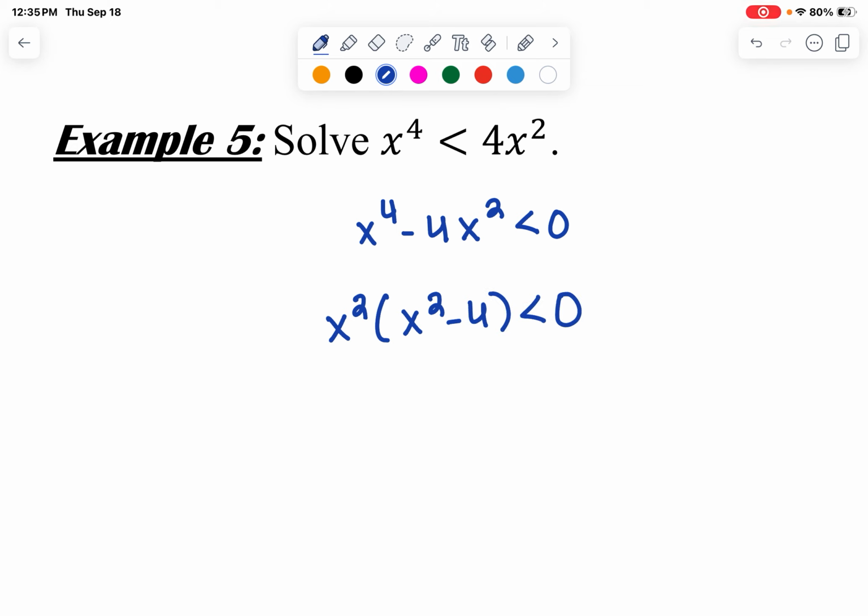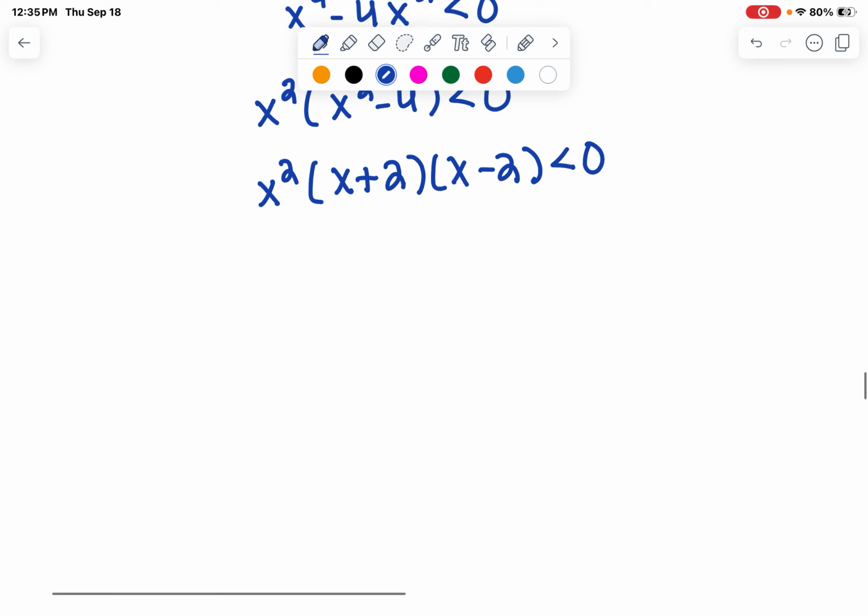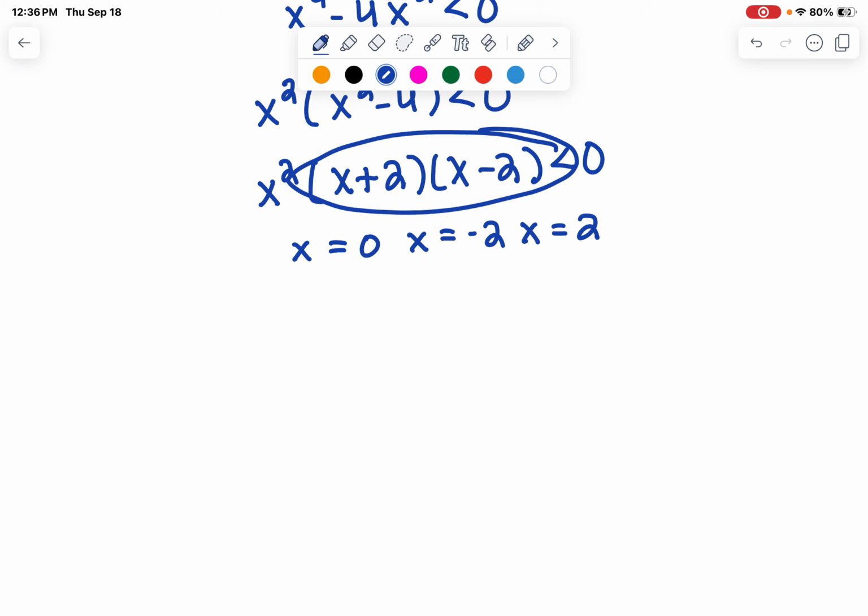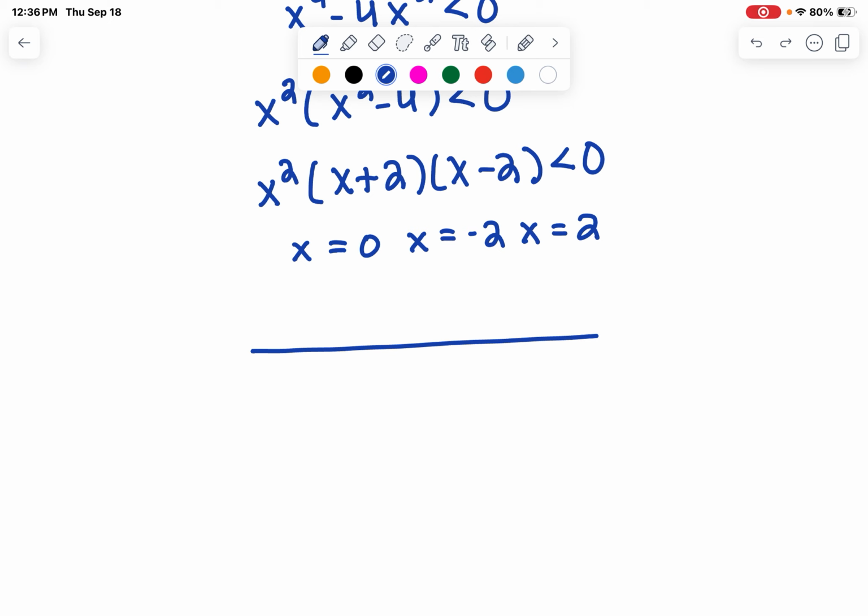It's still not factored yet, so let's completely factor it. Like it is started to be factored, but not completely. That's a difference of squares, so x plus 2, x minus 2, less than 0. Okay, so now we want to get our critical values, set each factor equal to 0 and solve. We get x equals 0, x equals -2, and x equals +2. And if we're going to use our multiplicity trick, this does have to be broken up, all right? All right, put those on a number line.